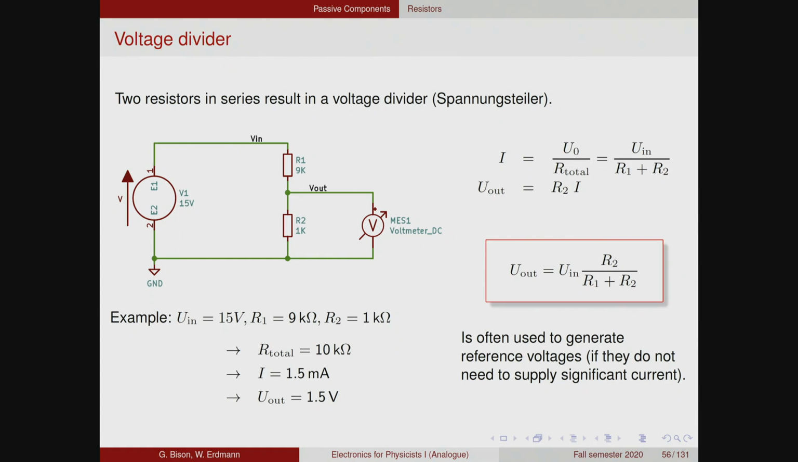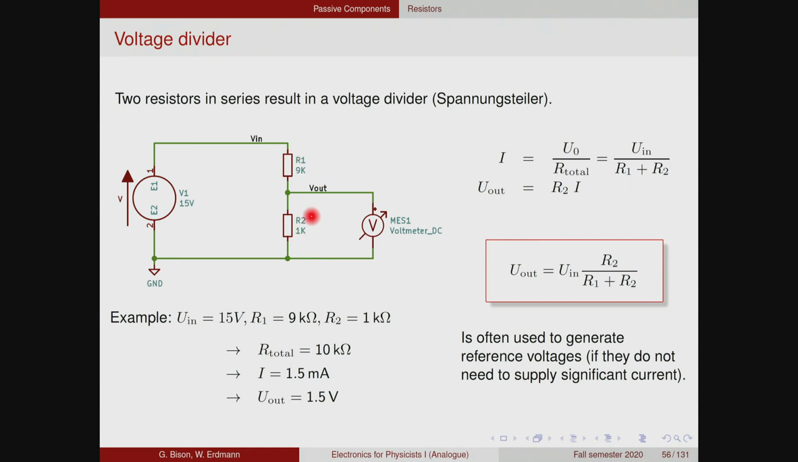Well, it's also called a voltage divider because you get one fraction of the voltage if you measure across this resistor. You can also, of course, measure across the other resistor, and then you get the other fraction. So now we have 1/10 of the voltage across this resistor, and this means that you get 9/10 if you measure across this resistor. So you can choose which fraction of the voltage you want simply by choosing across which resistor you measure.